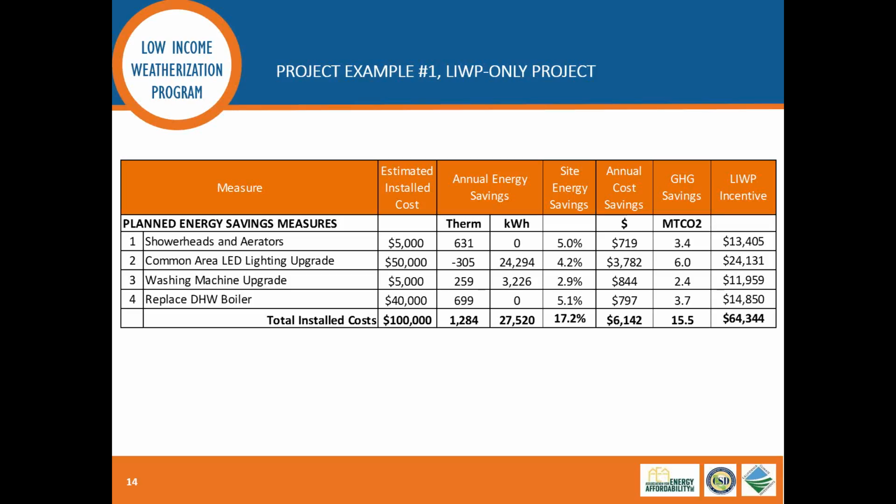And you'll notice that based on the savings, for example, that the LED upgrade has a significant amount of kWh savings on the electric side, whereas on the gas side, our heaviest hitting measures are the water heating system and the shower heads and aerators that reduce water heating consumption. And those numbers get converted into the greenhouse gas metric and ultimately influence that dollars per greenhouse gas reduction.